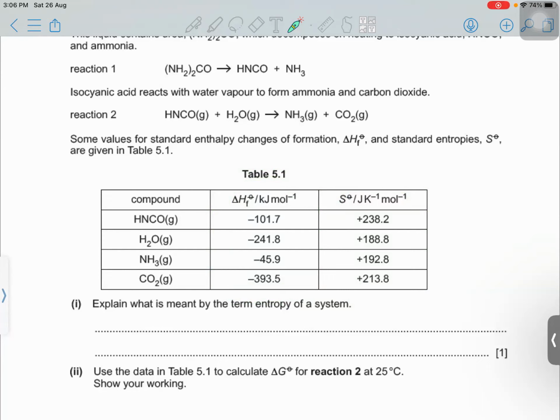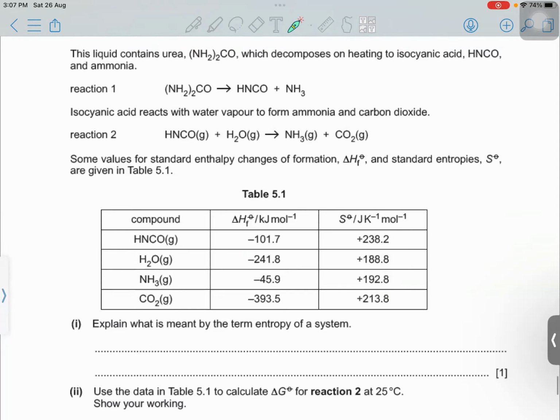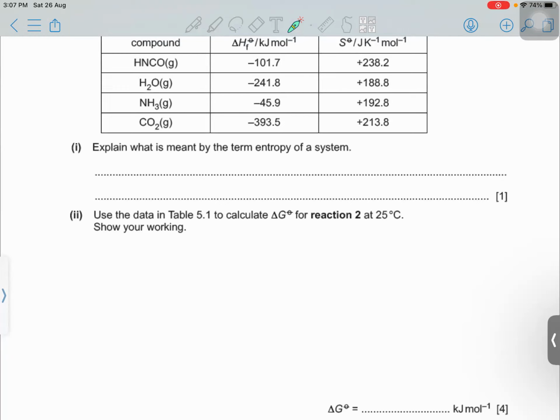Tell me the definition of entropy. Measure of disorderness. This is May June 41. Can anyone define what is entropy of a system? Sir, measure of the disorder of a system. Yes. So entropy is the measure of disorderness of a system.